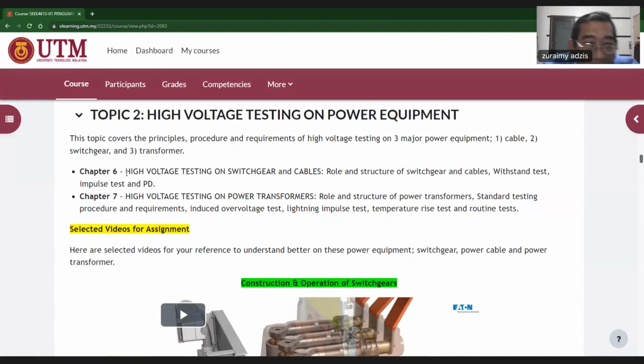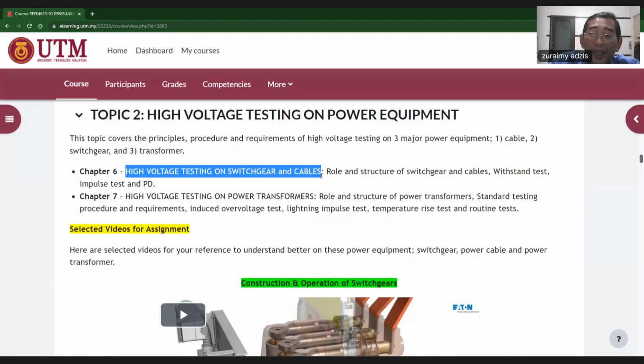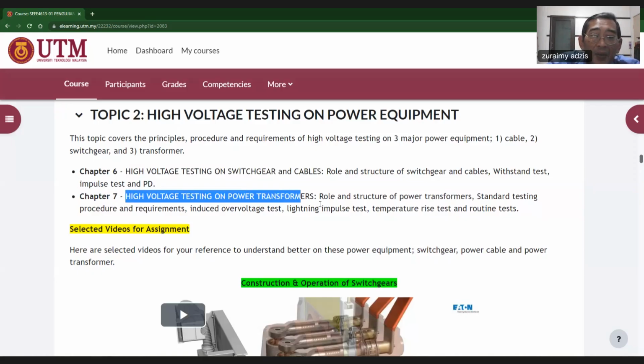As you can look here, chapter 6 specifies switchgears and cables, while chapter 7 specifies power transformers. Actually, why are switchgear and cables together and power transformers in their own chapter? Because power transformers have lots of tests, not only electrical tests but also mechanical tests included in their apparatus standard. And later we'll check the apparatus standard.